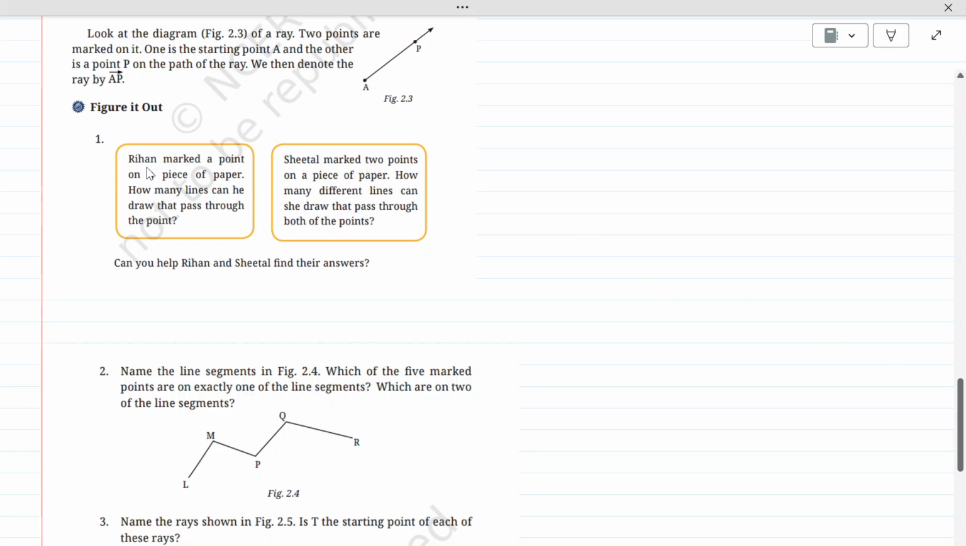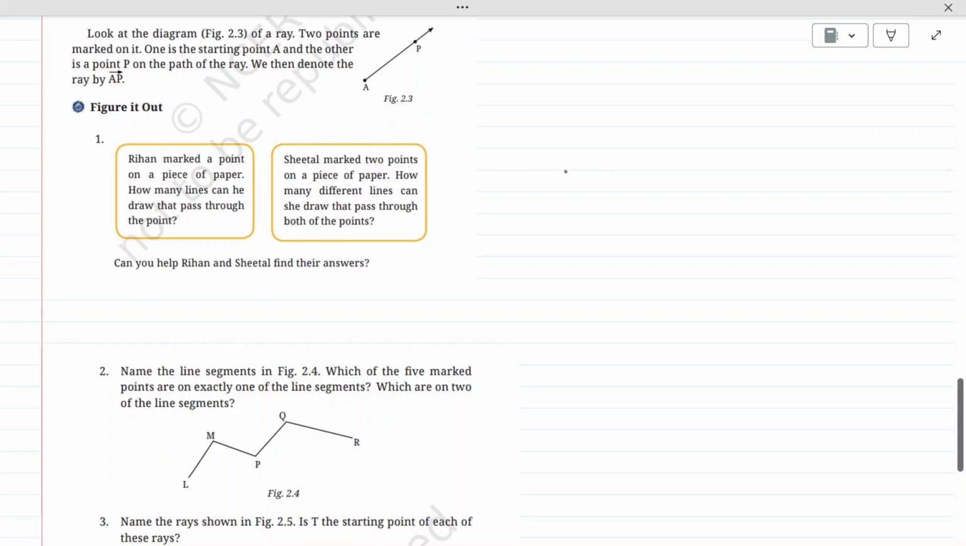It is, Rehan marked a point on a piece of paper. How many lines can he draw that pass through the point? Sheetal marked 2 points on a piece of paper. How many different lines can she draw that pass through both of the points? Can you help Rehan and Sheetal find their answers?